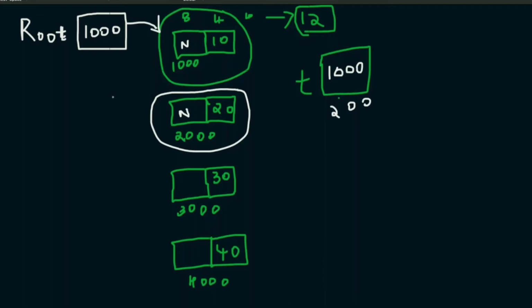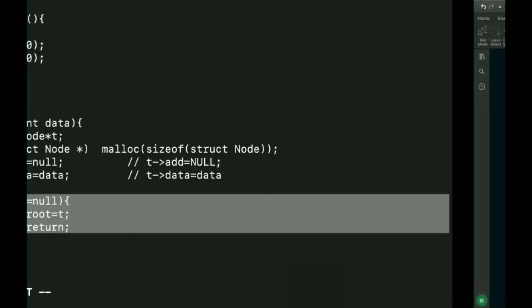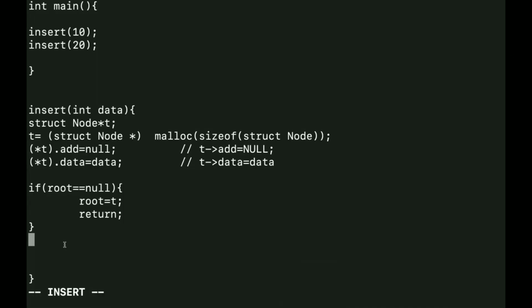Okay, so now look onto this. I will come here. If root is equal to null, then it is the first node. Okay, done, no problem. If root is not equal to null, if it is a second node, what I need to do is link it. I want to link it.